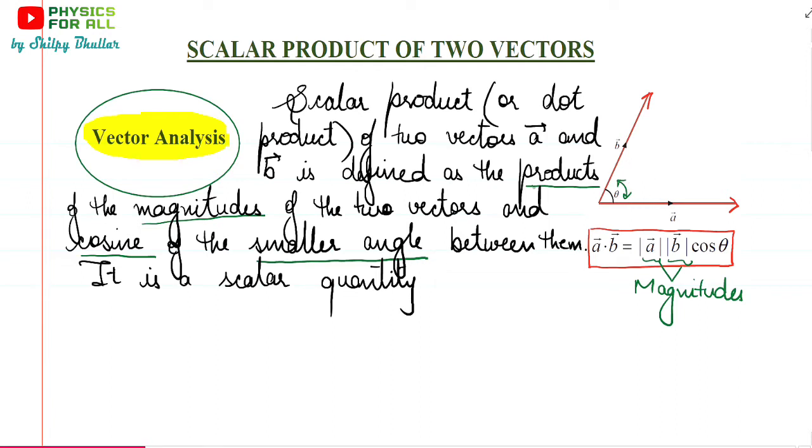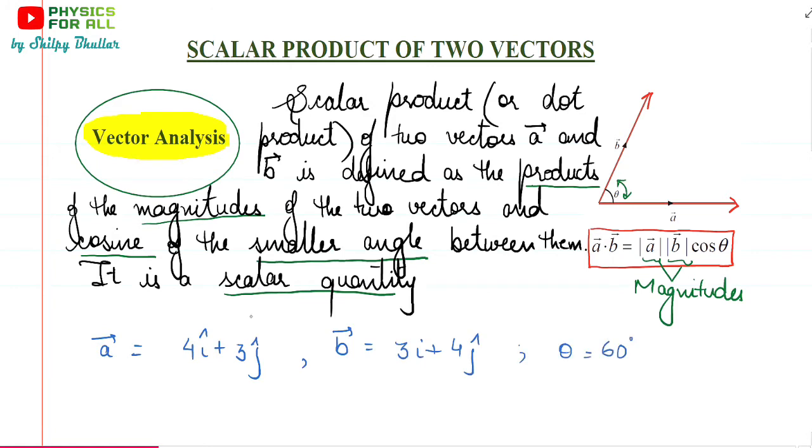Then the other thing that we have is that this scalar product is a scalar quantity. Scalar quantity means the answer, the result of this product would be a scalar itself. It won't be a vector. The result would be having just a magnitude. How? Let's take one example and see.